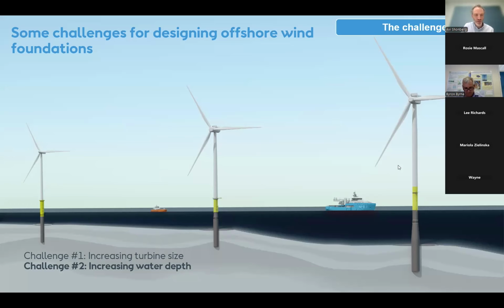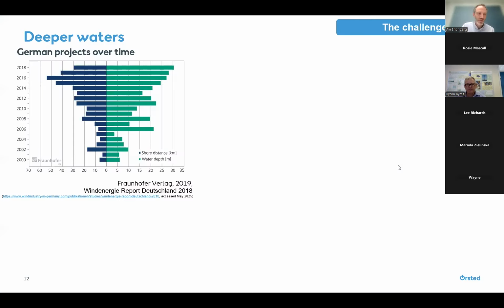The second challenge we see with time is increasing water depth. As you can see here in the graphic, the earlier wind farms were closer to shore, the easier sites. It was much easier to construct close to shore. Now, as we go on in time, we're moving further and further away from shore. Here's a snapshot from 2019 from the German wind farm projects, and you can see both water depth and distance to shore were increasing with time. Water depth is on the right-hand side in green, distance to shore on the left.